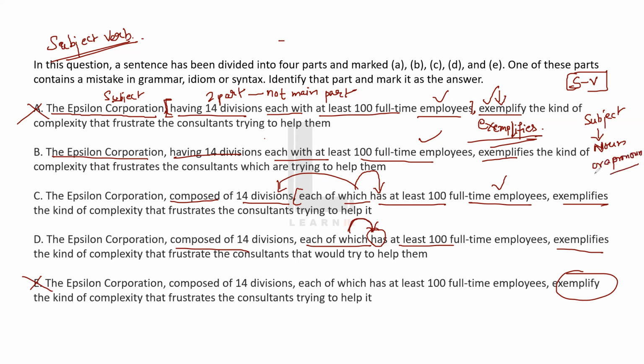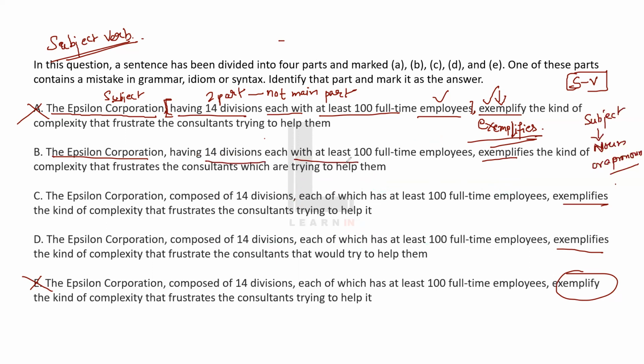Now, a pronoun is he, she, it, which, etc. So which is a pronoun here, which is a pronoun here. Composed of 14 divisions, each of which has. Now each of which has is good, right? We cannot eliminate on the basis of this. Now having 14 divisions, each with at least 100 full-time employees. That is also correct.